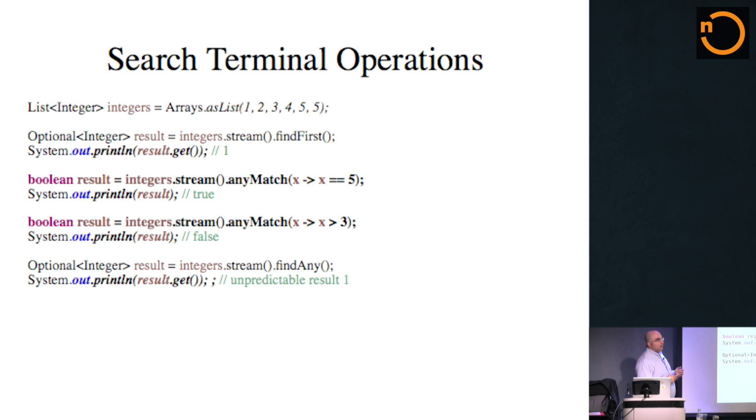Why can't we follow... which one? X greater than 3? Because I made a typo, and that's not supposed to be any match. That's supposed to be all match. I copy and pasted wrong, sorry.